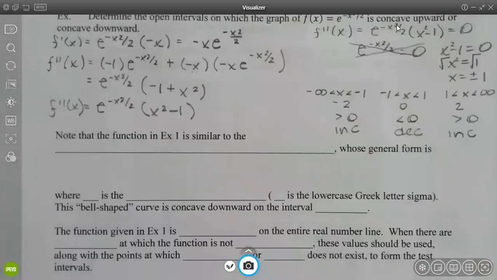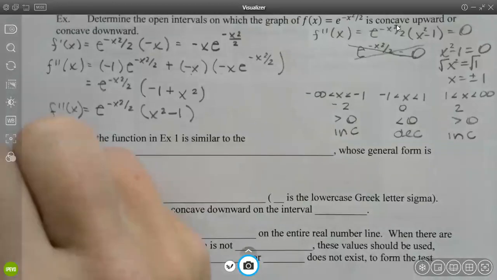All right. Note that the function in example 1 is similar to the normal probability distribution function.